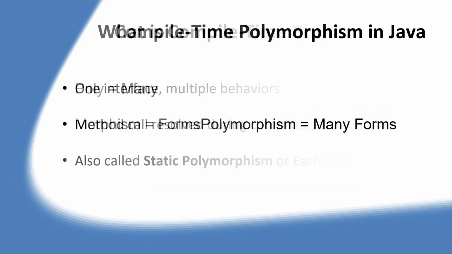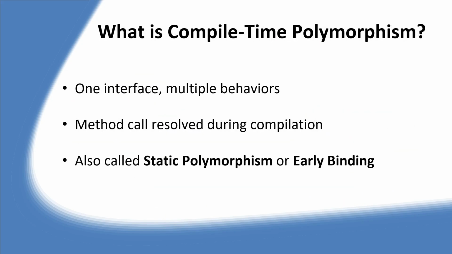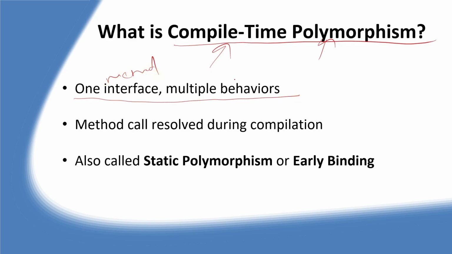Okay, so first question is, what is compile time polymorphism? Why we are calling this compile time polymorphism? Okay, polymorphism we know, one method with many forms, many implementation. But what is this compile time? So this thing we already know, right? One method with multiple behaviors or multiple implementation. Okay, whatever word we can use, but the meaning we should understand what it is.